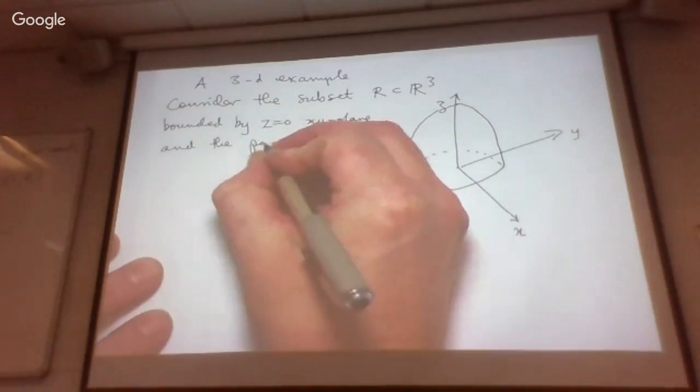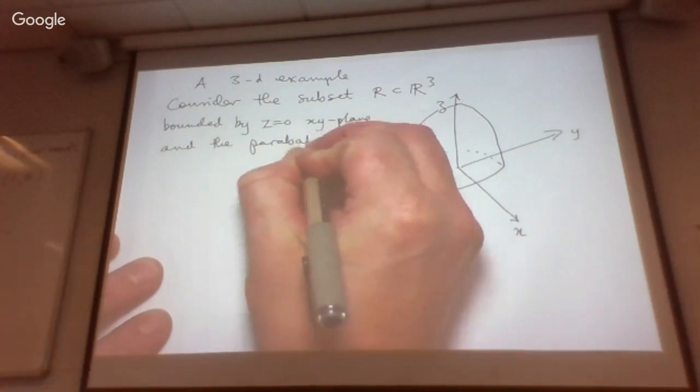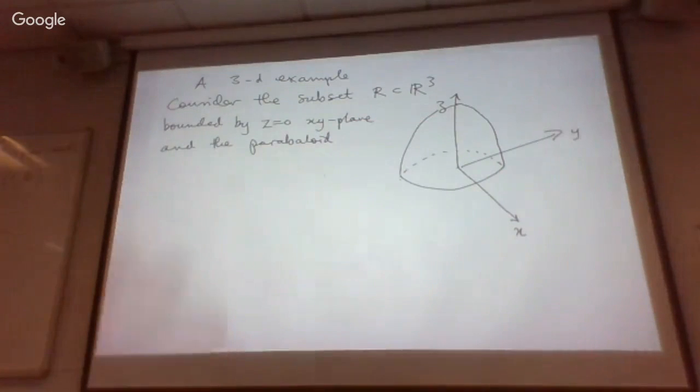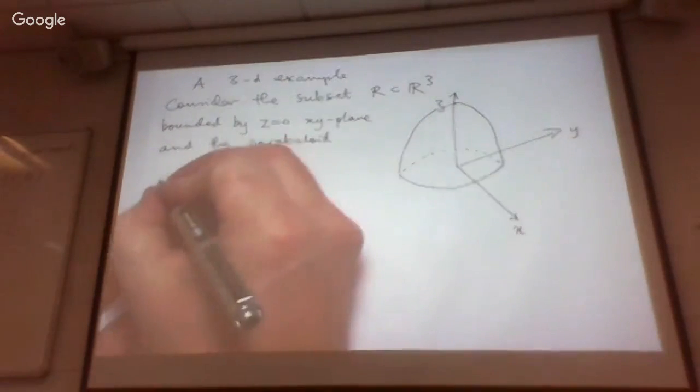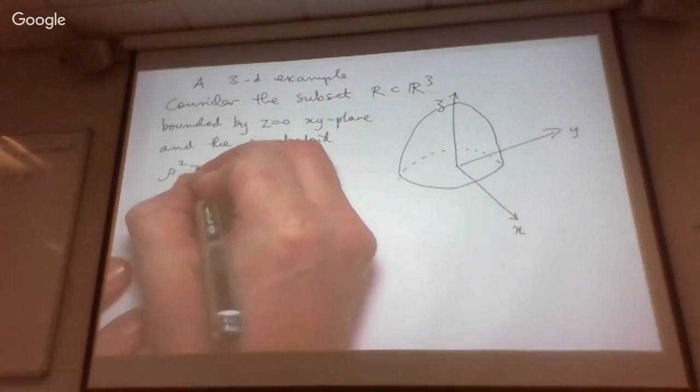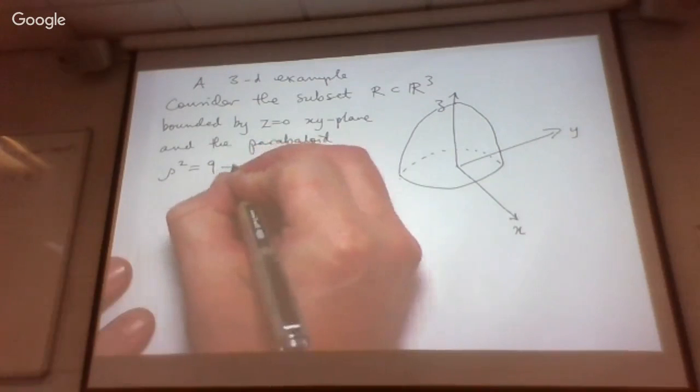And the paraboloid. A paraboloid is like this three-dimensional analog of a parabola. And this is defined as rho squared equals 9 minus z.